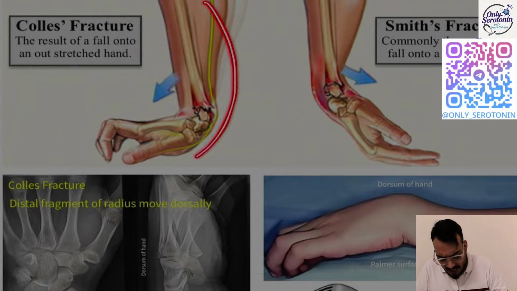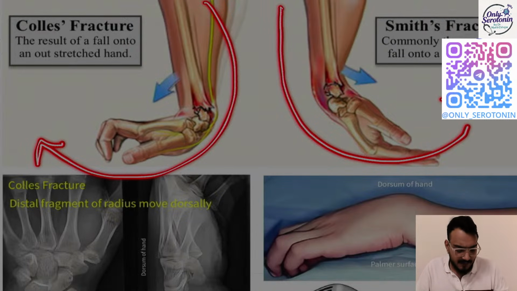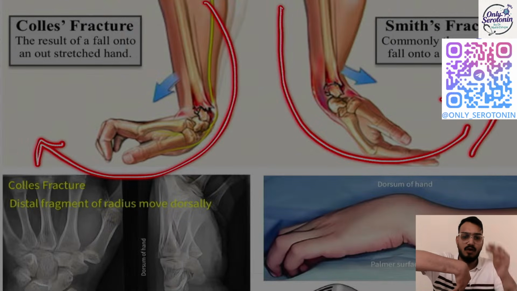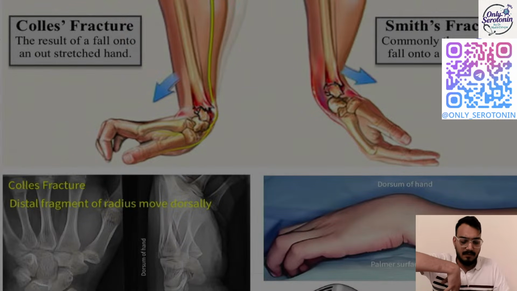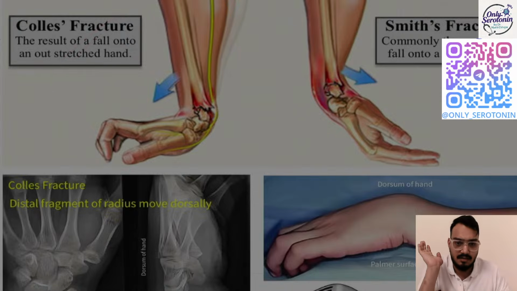Colles fracture is outstretched hand. Smith fracture is flex wrist. So when you flex your wrist and your whole body weight will come here, it will be Smith fracture. When your whole body weight will come here on the outstretched hand, it will be Colles fracture.